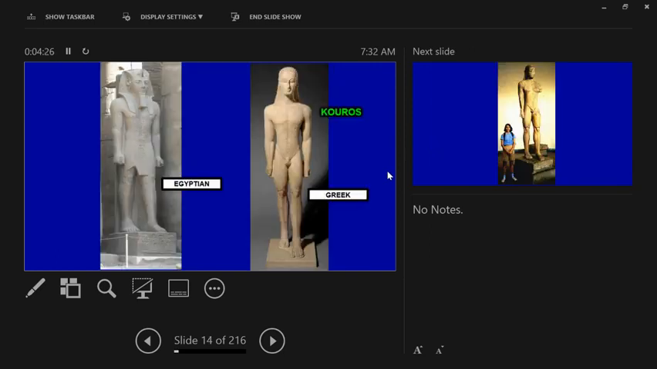Our first Greek work of art is called a KOUROS. And I want you to notice the stance or the pose of the KOUROS. Notice that it is standing up and one leg is forward. Which leg is forward? The left leg is forward. What are the arms doing? Right, they're by the side. What are the hands doing? The hands are balled up like fists.